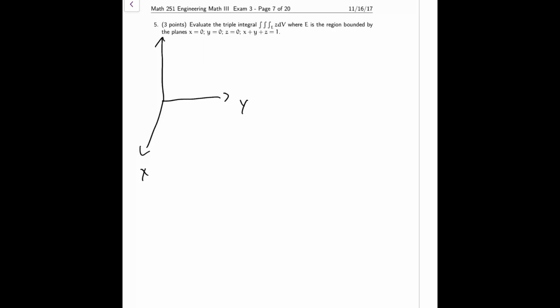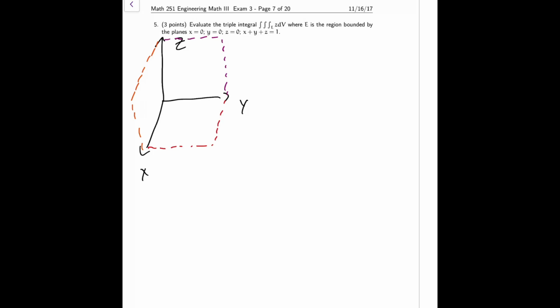Okay, so the plane x is equal to 0. This is just the yz plane. So it's just this plane right here. The plane y is equal to 0 is the xz plane. So it's this plane right here. And then the plane z is equal to 0. This is the xy plane. So it's this plane right here.